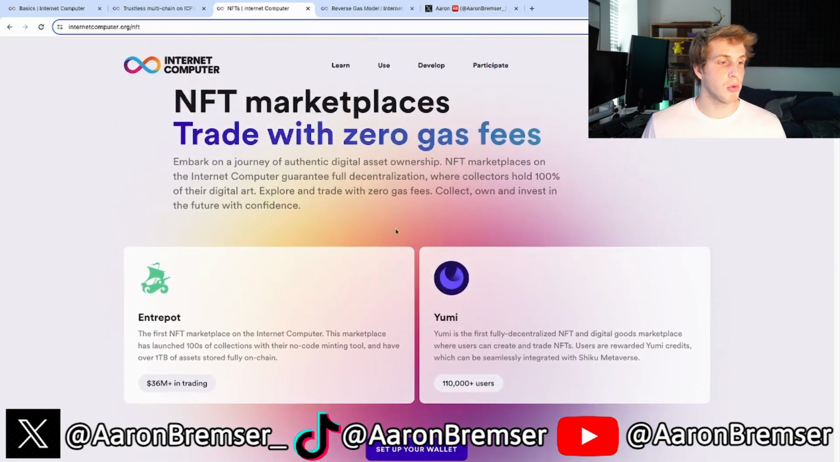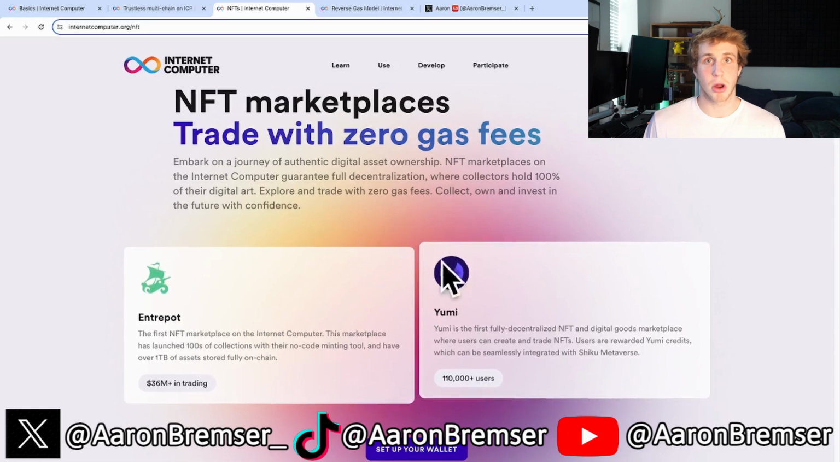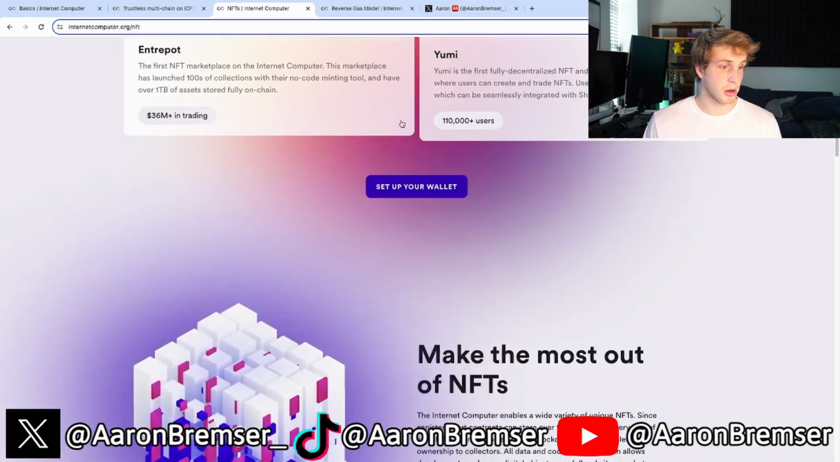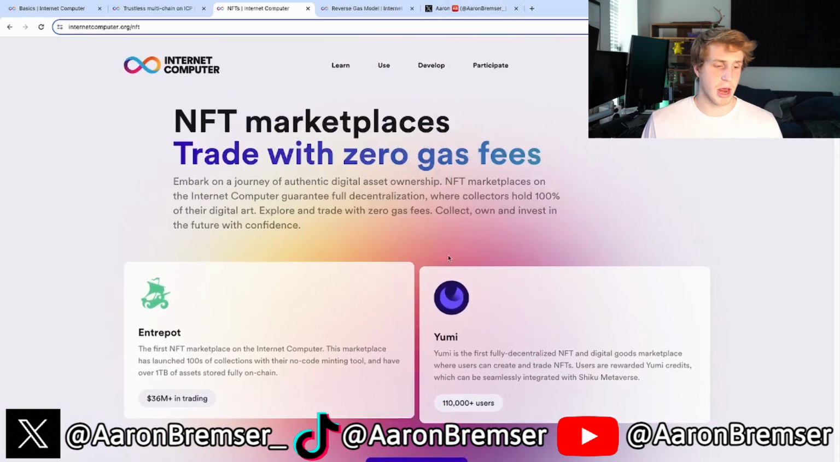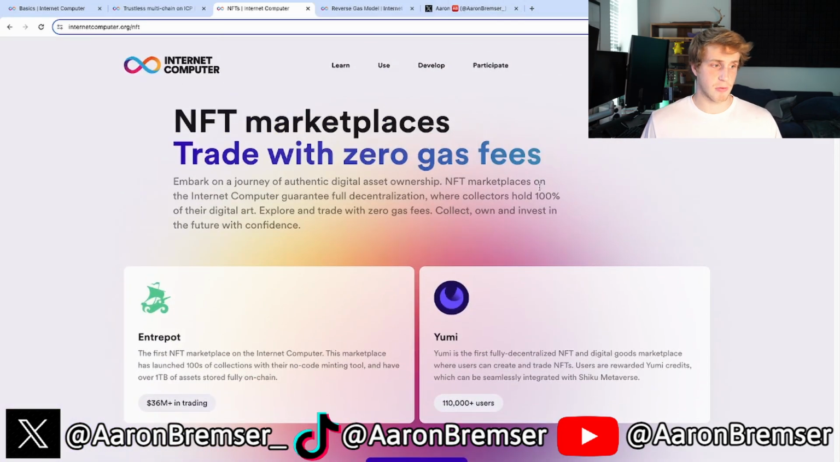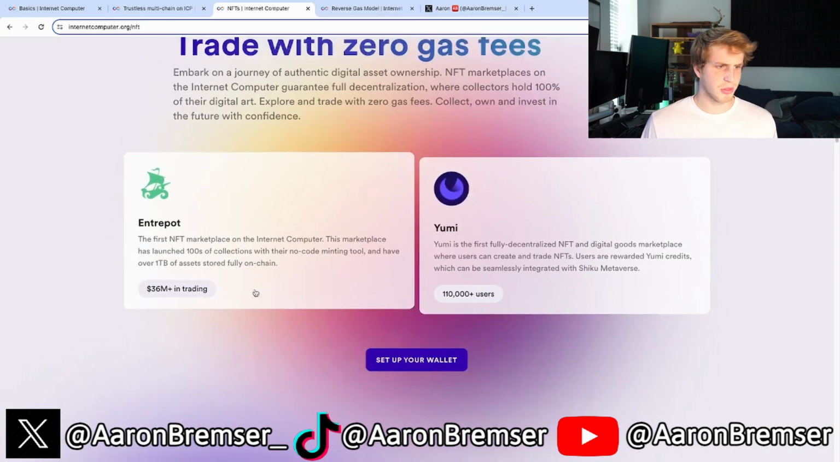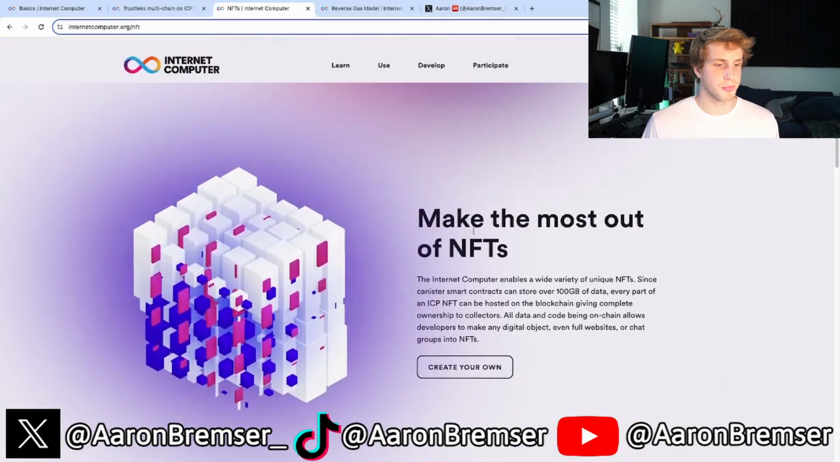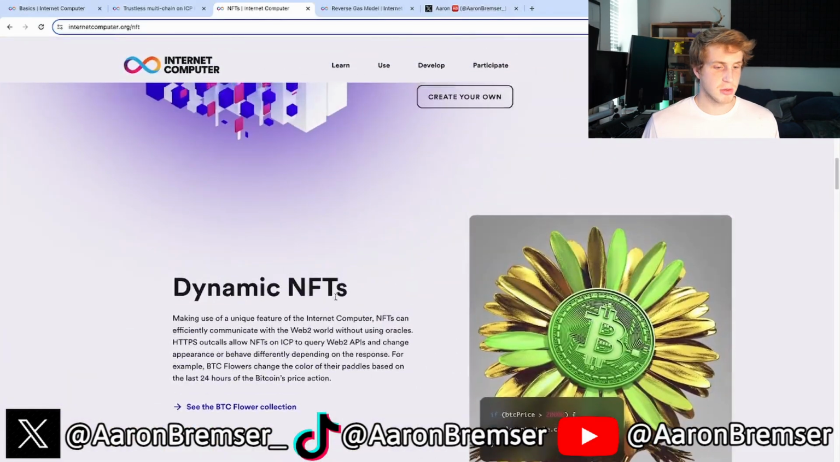But basically, some of the marketplaces on ICP for NFTs kind of need to improve. My personal favorite is not on here. The DGDG NFT marketplace is my personal favorite marketplace for the IC. But they have these two listed right here. And there's also something really cool, dynamic NFTs, which we'll talk about in a second.